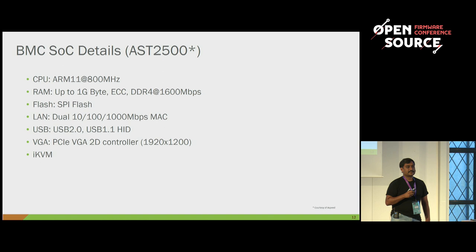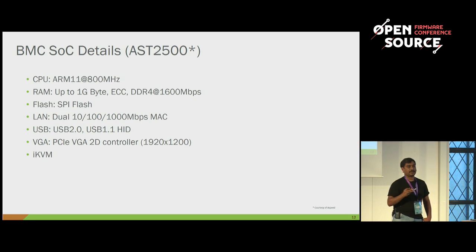And back in the days, the BMC itself used to be very small, like an 8-bit microcontroller. Renesas is one of the famous ones we used to use. And the code used to be pretty much bare metal code. No operating system, nothing.